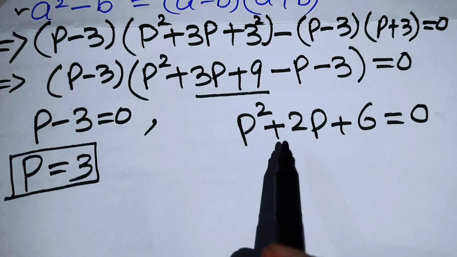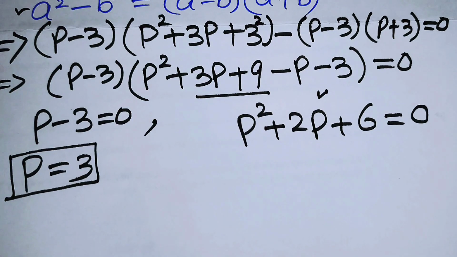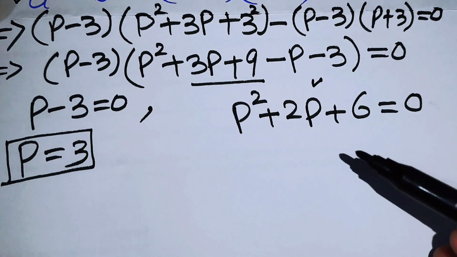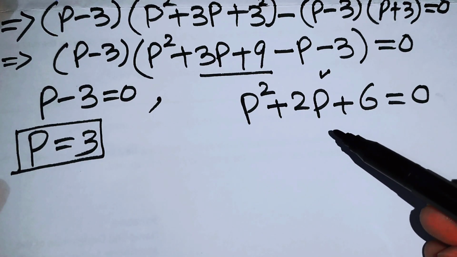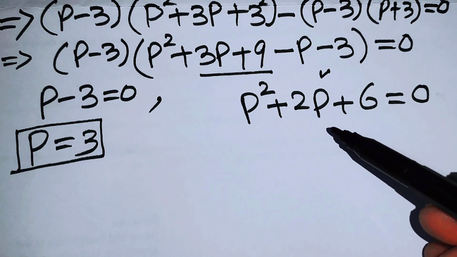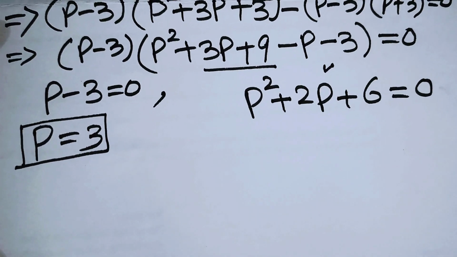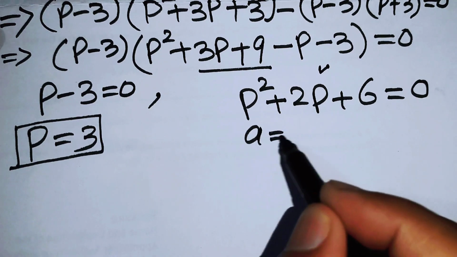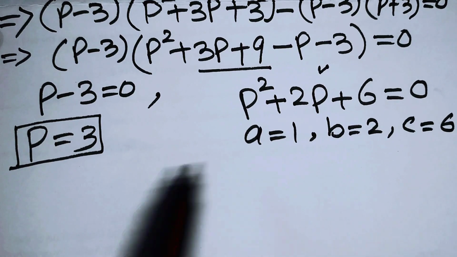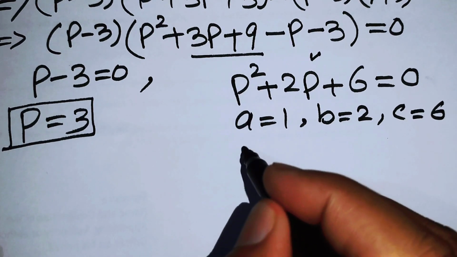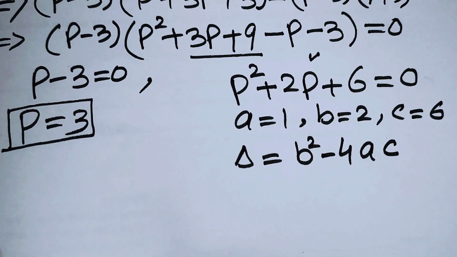In order to find the other roots, we will solve this quadratic equation, and because in this question we need only real roots, first I will check whether this quadratic equation has real roots or complex roots by using the discriminant formula. And you know about the discriminant formula. Here you have a is equal to 1, b is equal to 2, and c is equal to 6. And our discriminant formula is delta is equal to b square minus 4 times of ac.